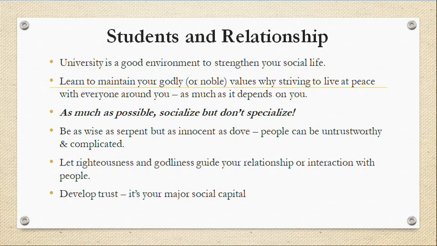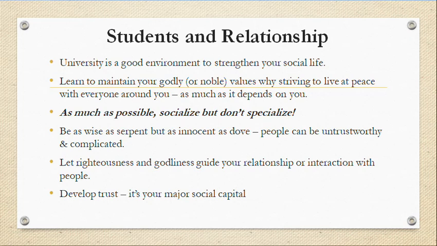Be wise like serpents. Everybody cannot be so trusted. People are so untrusted and complicated. Yeah, you may need to trust some friends to survive, but be careful in releasing your trust on anybody you see. You may not know what is driving them. Let righteousness and godliness guide your relationship and interaction with people around you.